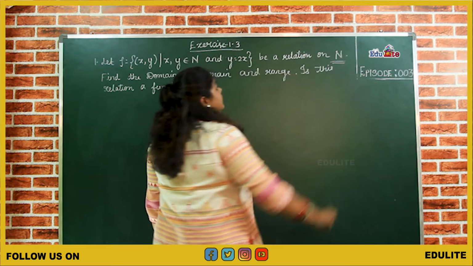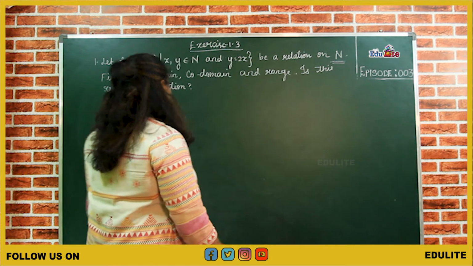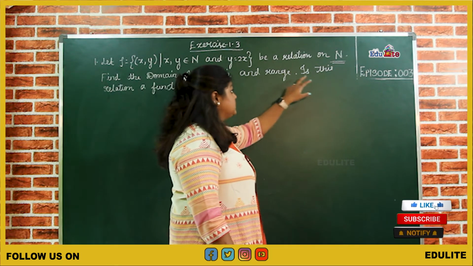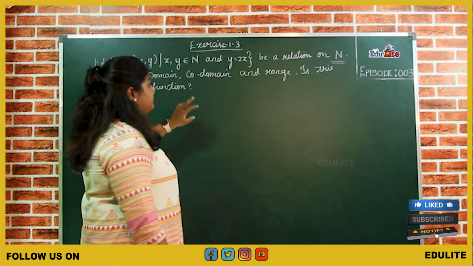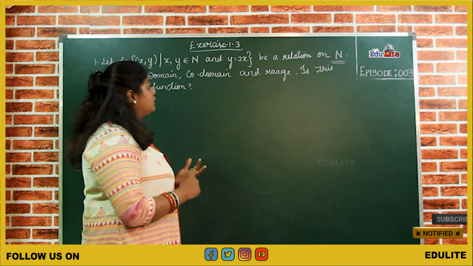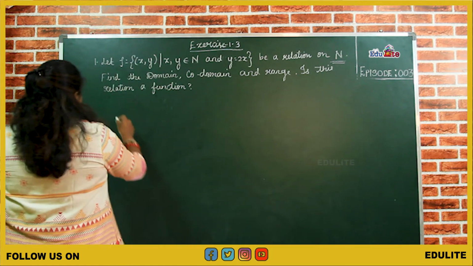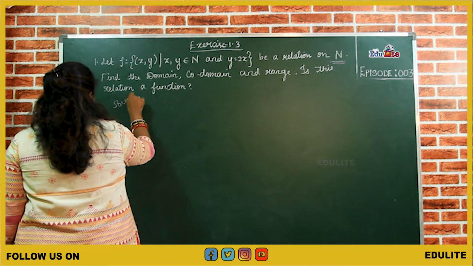What does it mean? It is a relation on natural numbers. We have to find domain, codomain and range. Is this relation a function? So we have to find domain, codomain, range, and we have to check whether it is a function. So moving on to the solution.